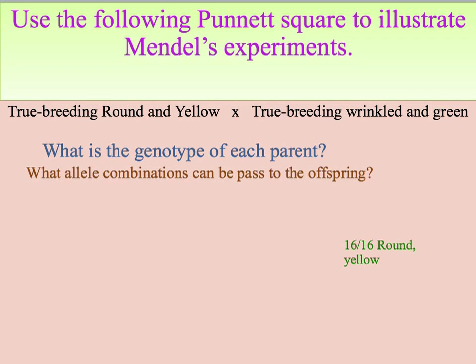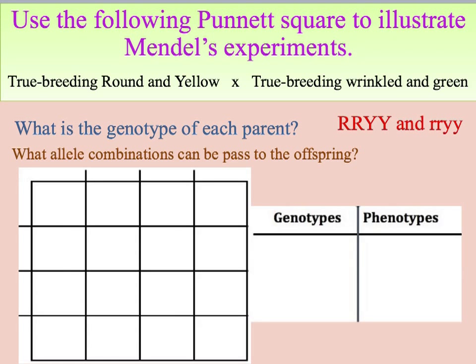Okay, so we're going to have the true breeding round in yellow with true breeding wrinkled in green. We need the genotype of each parent and the alleles that can be passed to the offspring. So the genotype of each parent are going to be these here: big R, big R, big Y, big Y, and little r, little r, little y, little y. Because you see here they were true breeding round and yellow. And so that would mean they're homozygous for their traits. So remember, the only combinations we have are big R, big Y and little r, little y. So I'm going to go ahead and do my Punnett with that.